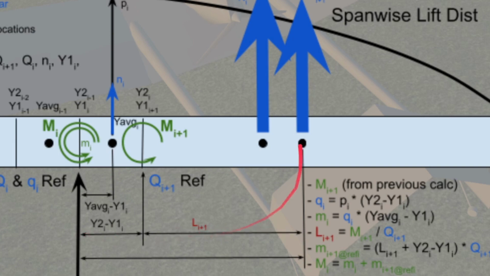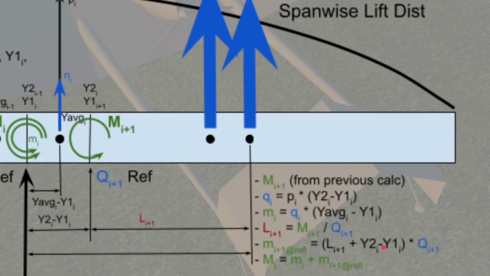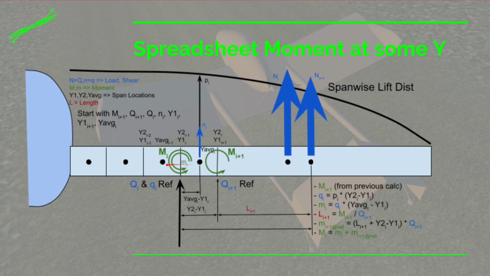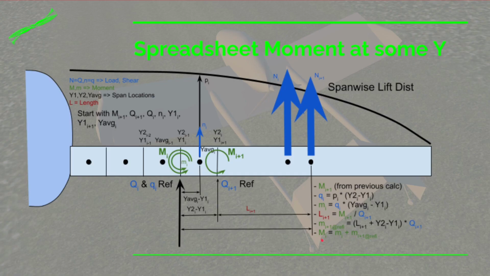Now, in order to get the moment from that spot, we multiply our length times that lift. That now gives us our moment changed to this reference point. So that's what I'm talking about here. Add the L to y2 minus y1, that distance here, multiplied by the lift or the shear at I plus 1. Now we have our moment with the reference moved. Well, now that we have that reference moved, we can add our local moment to the moment that we just moved down here. That'll give us our total moment at this spot. And that's what we're talking about here. So the local moment plus the moment where we've moved it equals our total moment.